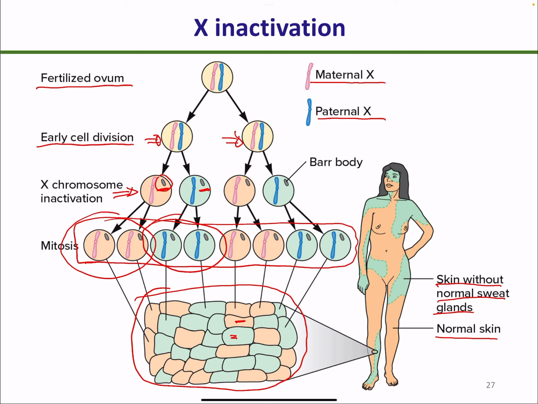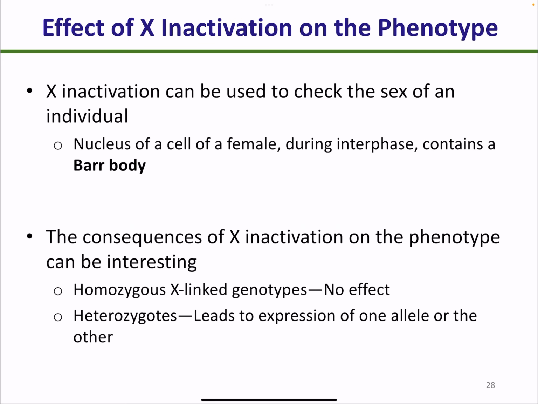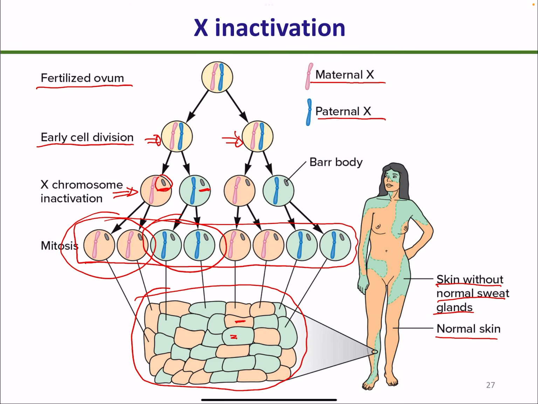All right. X inactivation can actually be used to check the sex of an individual. The nucleus of a cell of a female is going to have a bar body. The bar body is actually an inactivated X. So here, this is a bar body, this is a bar body, and this is a bar body. All the inactivated X chromosomes are bar bodies.